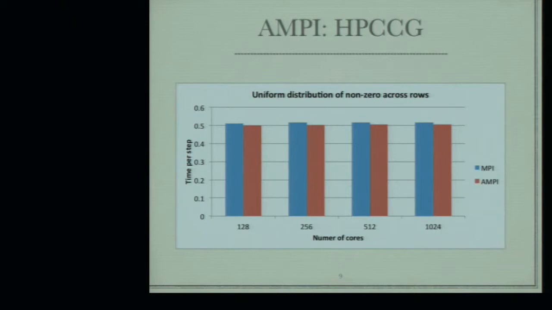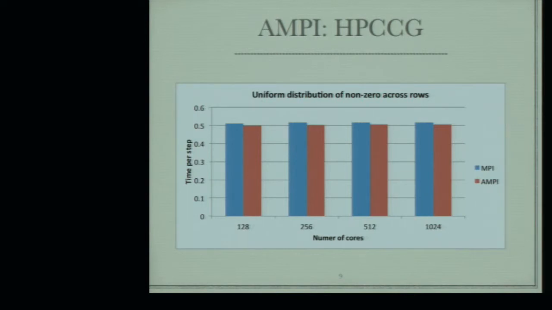What I observed was that using MPI and AMPI, there was no difference in performance. We were able to get the same performance with MPI in comparison to AMPI. I tried over decomposition here, but it didn't help me. The reason is that HPCCG by default deals with matrices whose non-zeros are uniformly distributed.